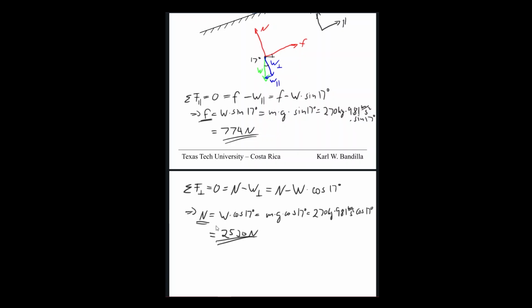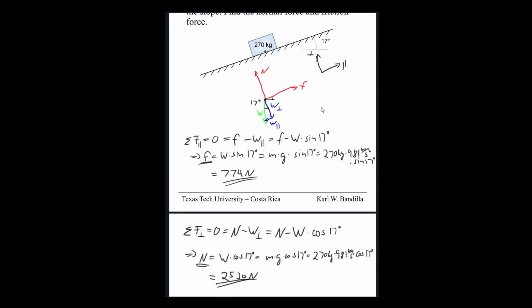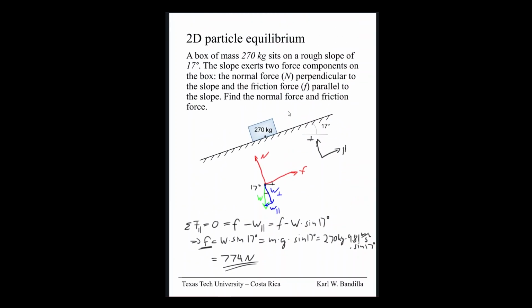Now this makes sense to me. Most of the support for this block comes from it sitting on the support, not from resisting sliding. So 10 times the mass here would be 2,700 newtons. So we can see, because of this very small angle, most of the weight is being supported by the normal force and just a little bit by the friction force. So this was the way to get the normal force and the friction force for a block that is sitting on a rough slope.